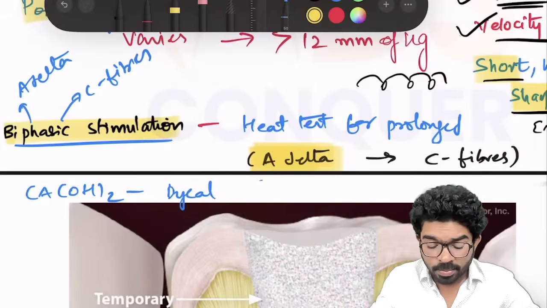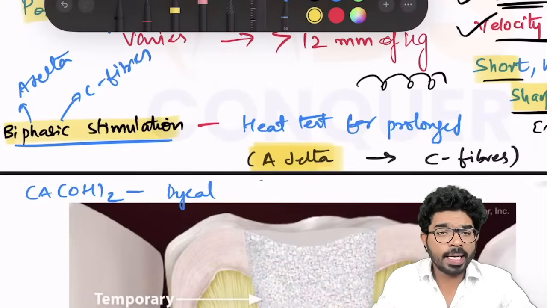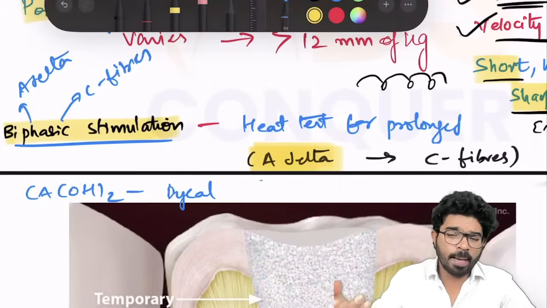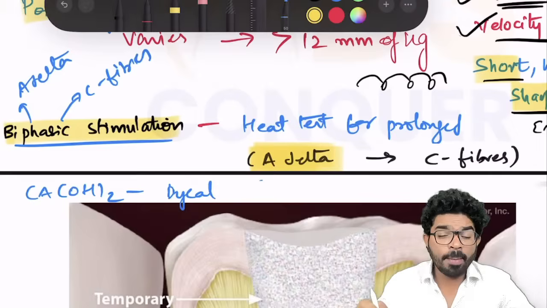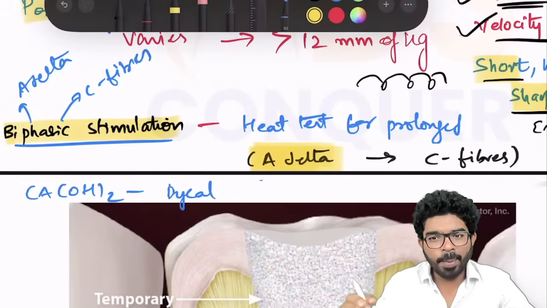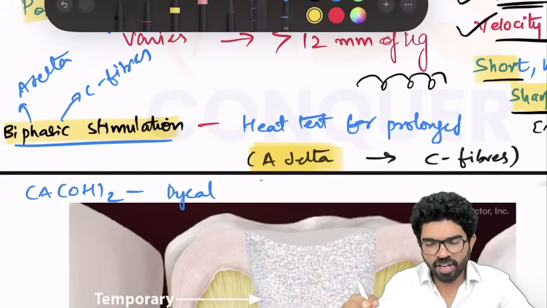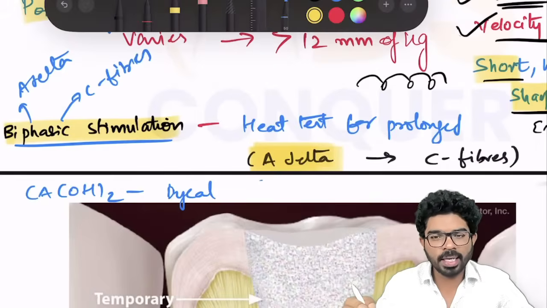Okay. Sometimes there is a word called biphasic stimulation. For example, if a question is given, which type of nerve fibers are activated in the case of your heat test? A delta. Which type of nerve fibers are activated in EPT? A delta. Which type of nerve fibers are being activated in the case of your cold test? Answer is A delta.